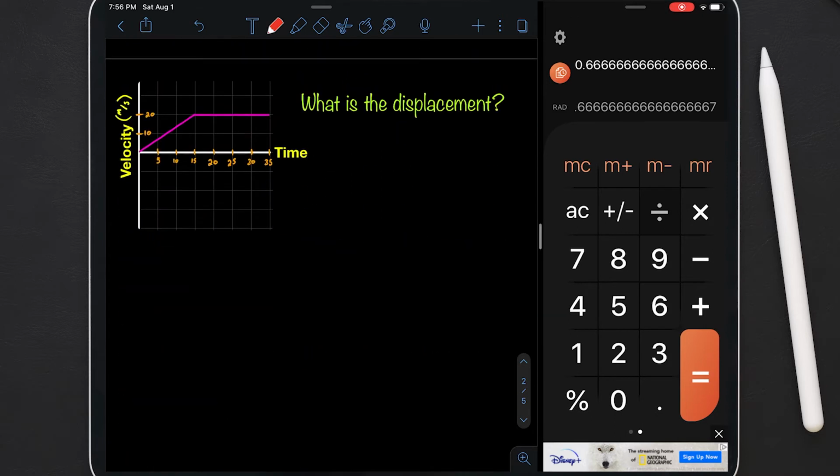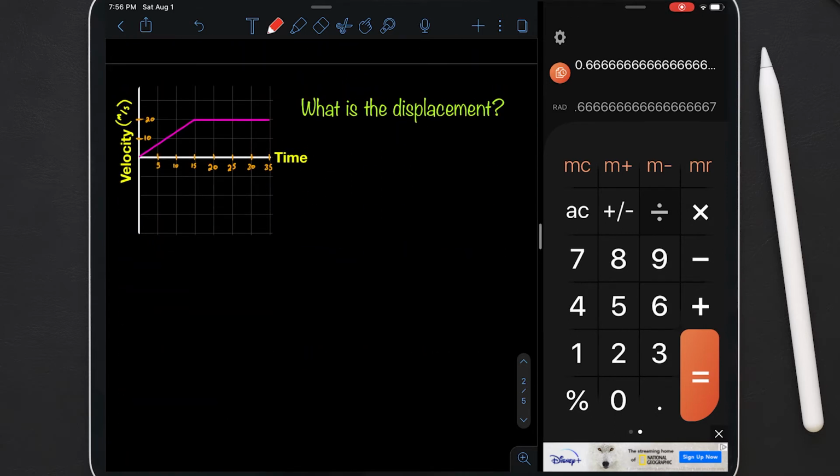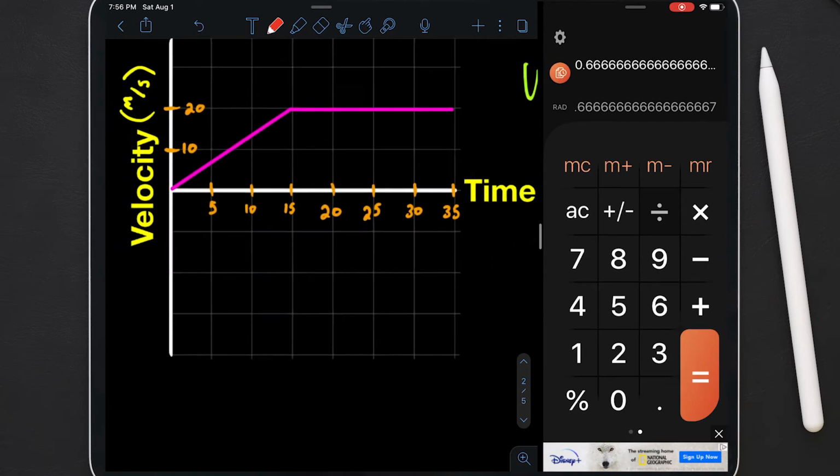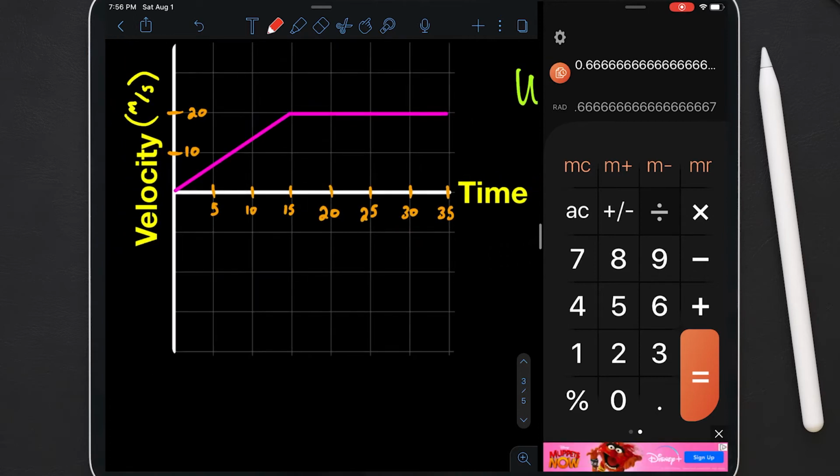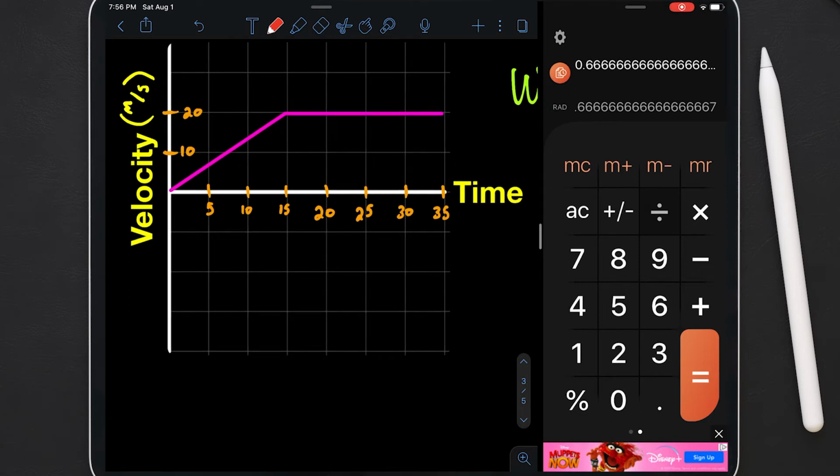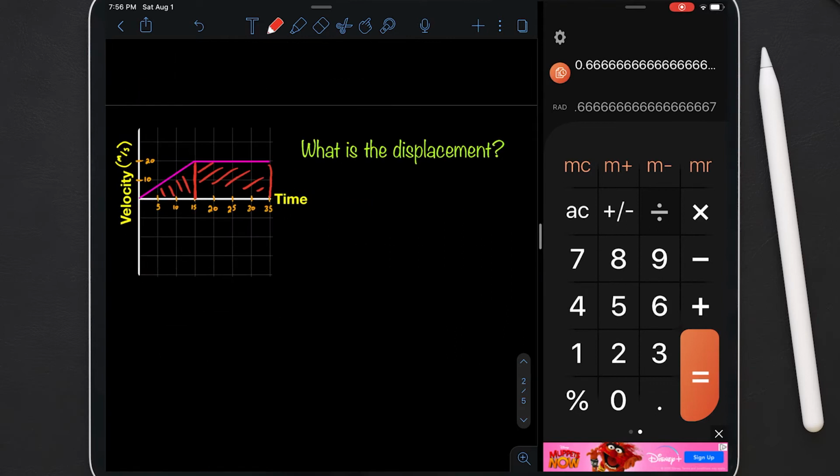All right, let's look at this one. What is the displacement? So we're going to find the displacement on this velocity versus time graph. Remember, displacement is the area underneath the line, so from the line to the axis. So we're probably going to want to break this one up into 2 different sections where we got this triangle right here, and then we'll have this rectangle over here. So if we find the area of those 2 shapes, then we have our area underneath the line. Therefore, we have our displacement, which is what the question's asking for.